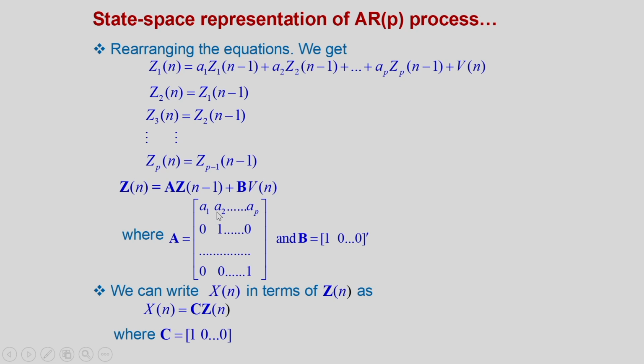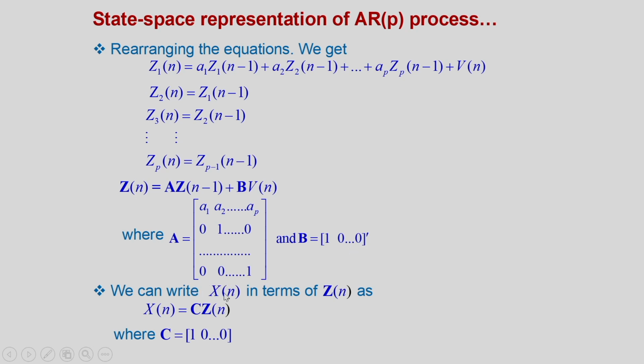First row is A1, A2 up to AP. Second row, the first element is 0, then 1, and the rest of the elements are 0, and similarly the last row is 0, 0, and the last element is 1. So, this is the A matrix. These equations we are writing in terms of the A matrix equation. And similarly, B matrix is given by 1, 0, 0, rest of the elements are 0, transpose of this row vector. So, that way we will get a column vector here.